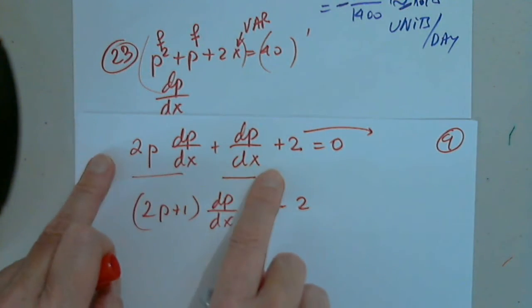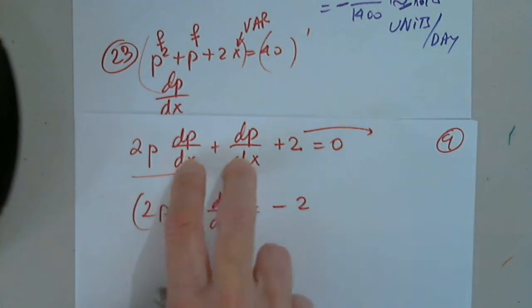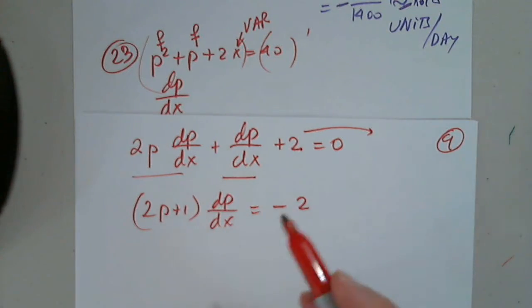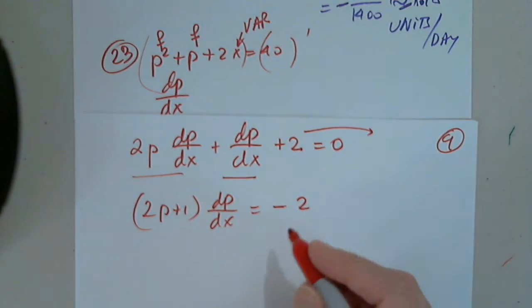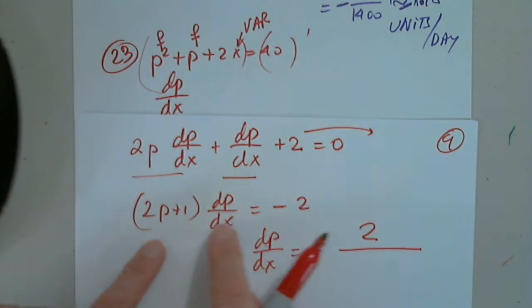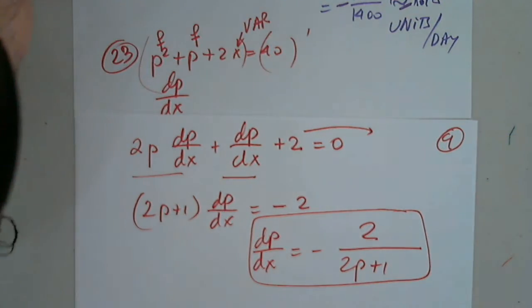I cannot add them, right? I mean, they're not like terms. They have the variable, but I cannot add 2p to plus 1. I can't. So I have to factor out. And finally, move 2 to the other side. So then dp over dx will be negative 2 at the top over this. And that's the final.